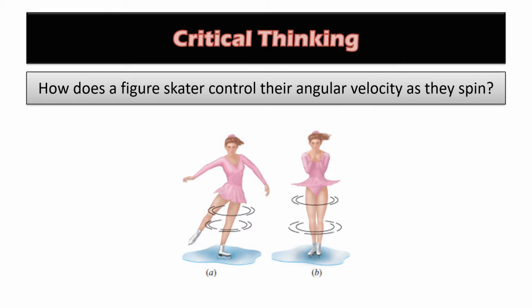So, critical thinking. How does a figure skater control their angular velocity as they spin? They have the ability to speed up their angular velocity and slow it down. They could spin faster or slower. How do they do that? Pause the video, think about it, and then think about it some more. So, use what we know now to describe what you think.